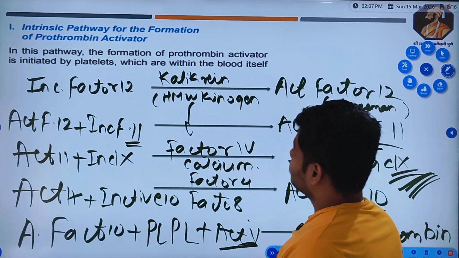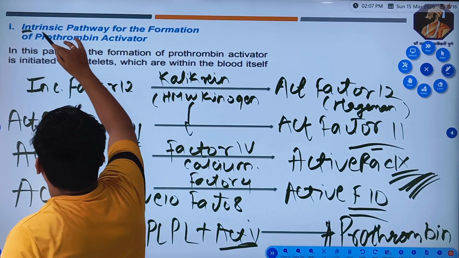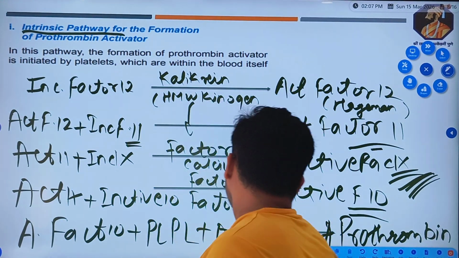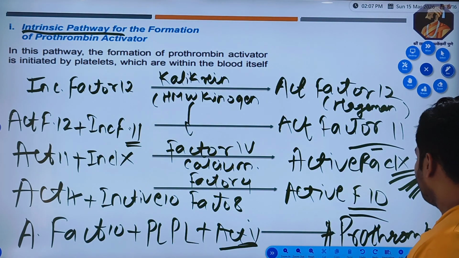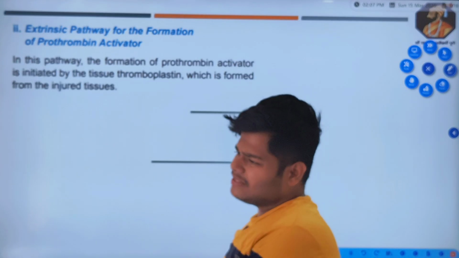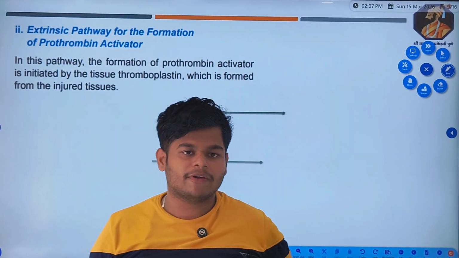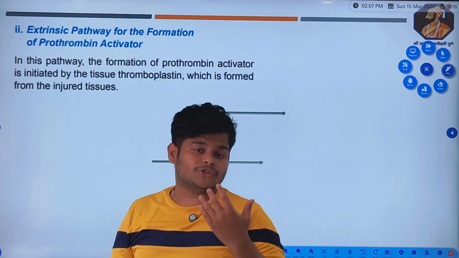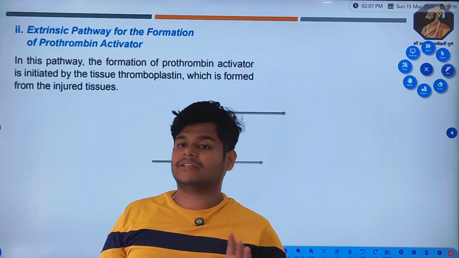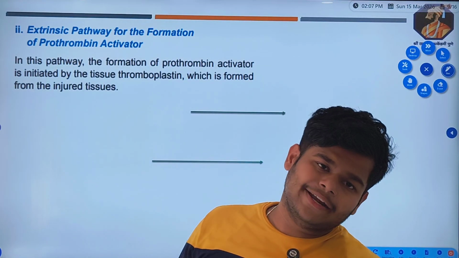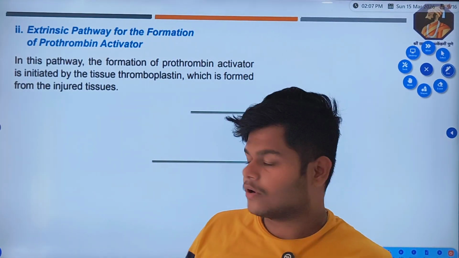Now this was the intrinsic pathway within the platelets, right? Now in this our prothrombin is activated. Now the extrinsic pathway is a very simple pathway compared to the intrinsic pathway, but the extrinsic pathway usually occurs more because we get injury to tissues. I'm not saying that blood vessels are not getting injured, but mostly little injuries are happening on tissues, right?